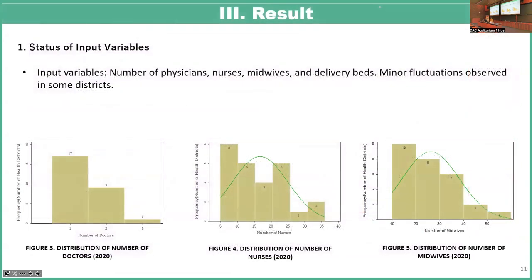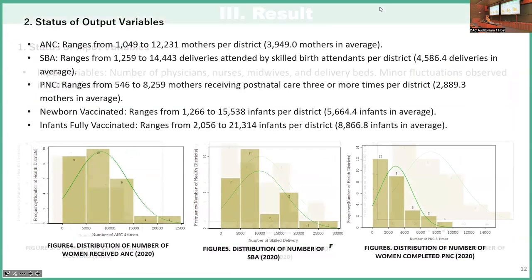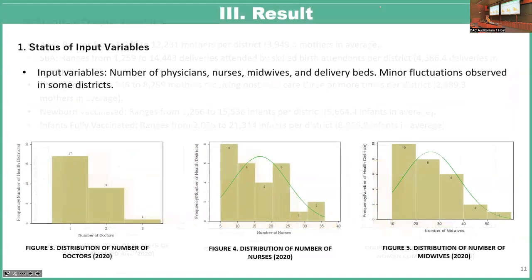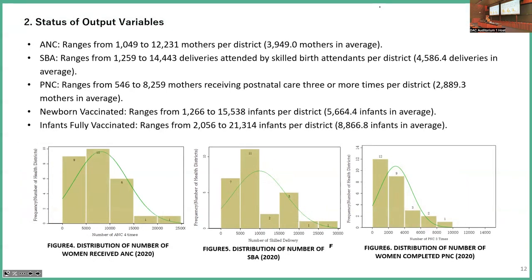Starting from this slide, the following slides show the similarity of our variables, but I will go into detail in the explanation. So these are the input variables and output variables. Input variables are the number of doctors, nurses, midwives, and delivery beds. And output variables are ANC, antenatal care, scheduled birth attendant, postnatal care, and vaccination-related variables.